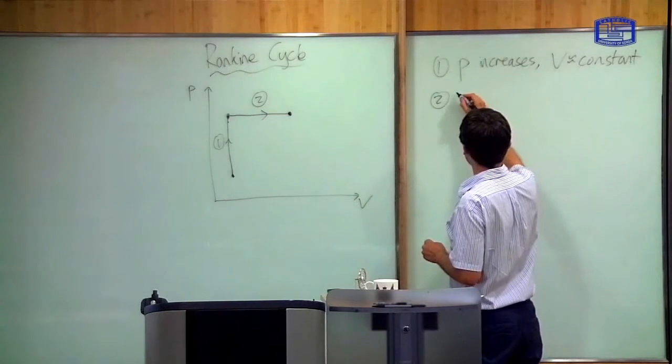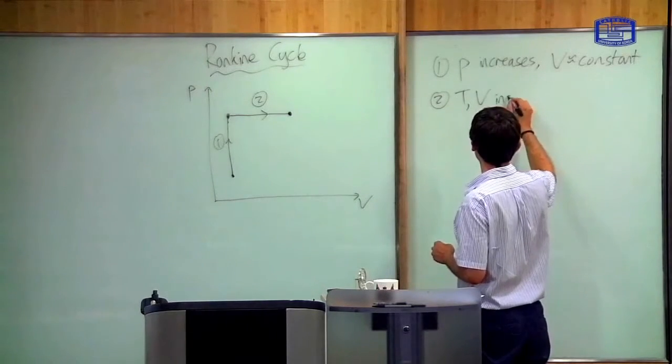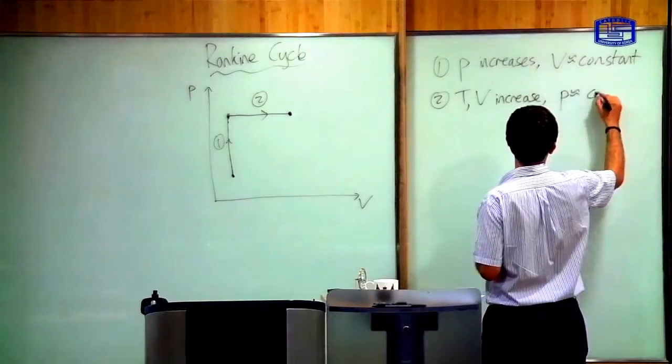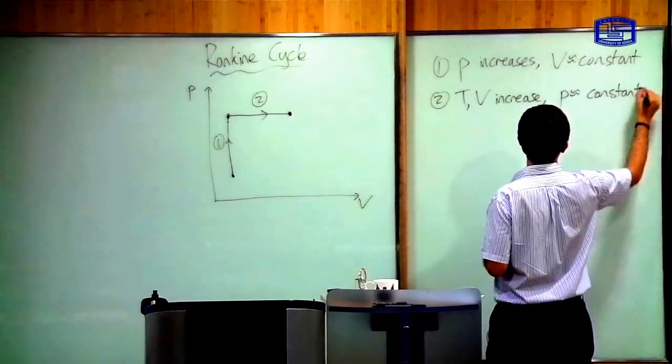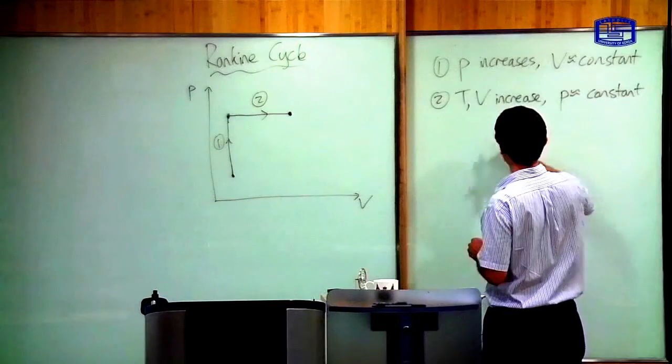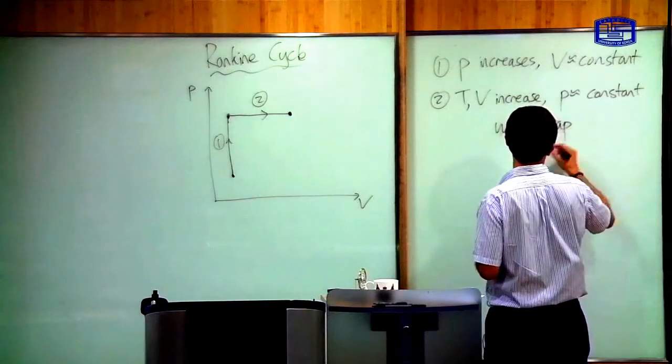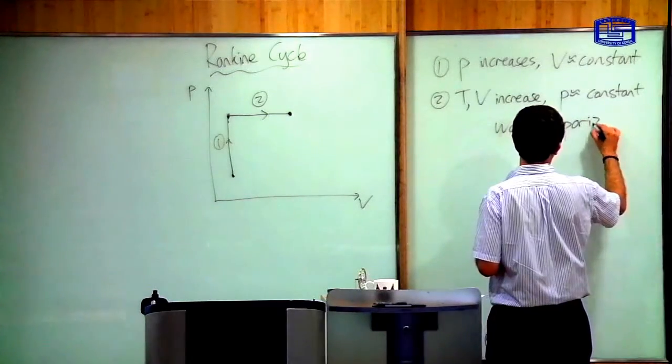So in the second stage, the temperature and the volume increase. The pressure is approximately constant, and it goes from a liquid to a gas. And we said the term for that was vaporization, so the water vaporizes.